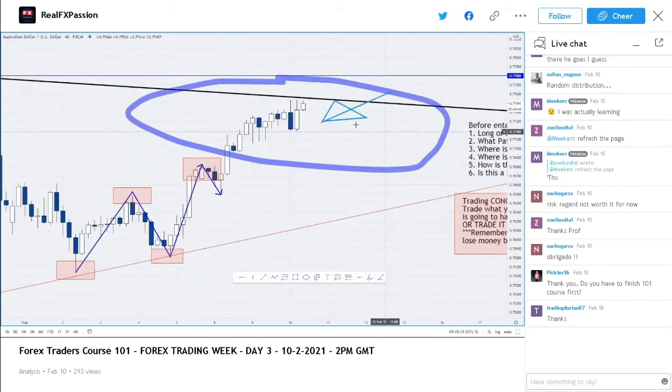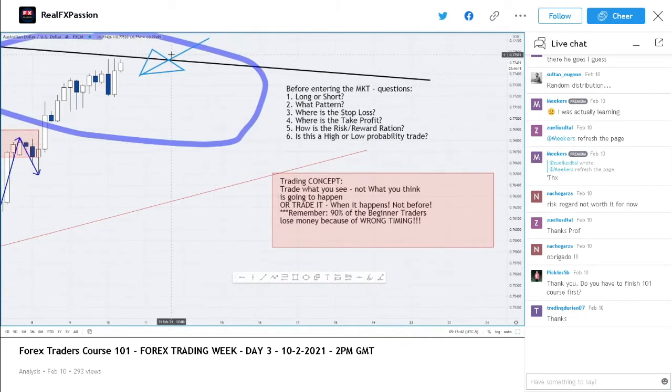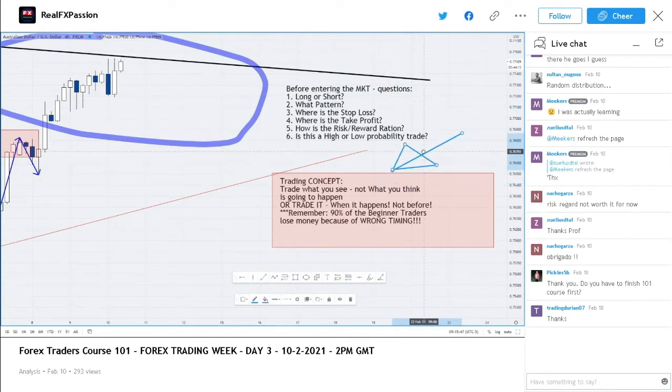There is no technical indication, beginner traders, that this market is going to reverse right now. Oh, but it's at the downtrend line. Yes, it is, but you know, let's short the market. Okay, why? Being patient, sure. Trade what you see, everybody. If you're a beginner trader, every morning when you wake up and every night before going to bed, read those lines. Trade what you see, not what you think is going to happen, or trade it when it happens, not before.